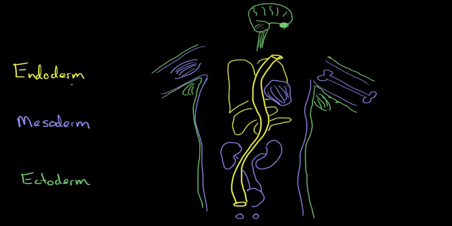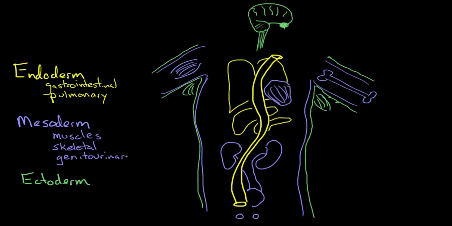So just to recap, the endoderm forms our gastrointestinal and pulmonary systems, including the lungs, gastrointestinal tract, liver, pancreas, etc. The mesoderm forms our muscles, including the heart muscle, our skeletal system, and our genitourinary tracts. And the ectoderm forms our skin and related structures, along with our nervous system.